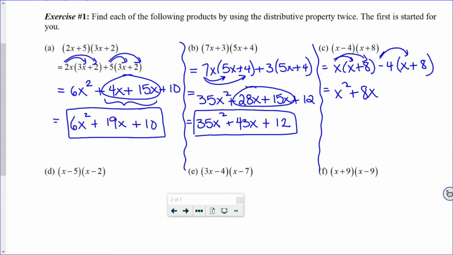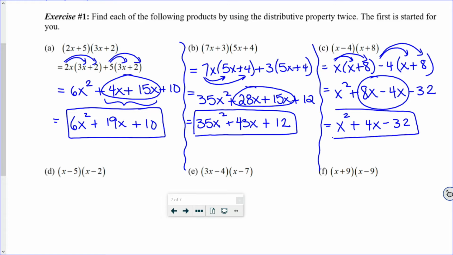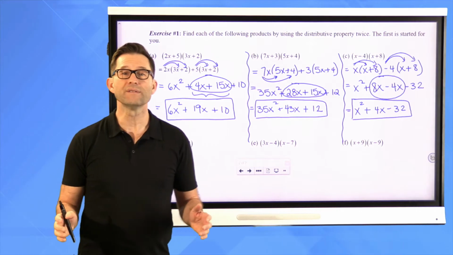Here, I really want to think about this as multiplying by negative 4. So negative 4 times x is negative 4x, and negative 4 times positive 8 is negative 32. Just like before, I've got these two terms right in the center of my multiplication that combine. 8x minus 4x is just 4x, and then negative 32 is negative 32. All right, so pretty easy, right?